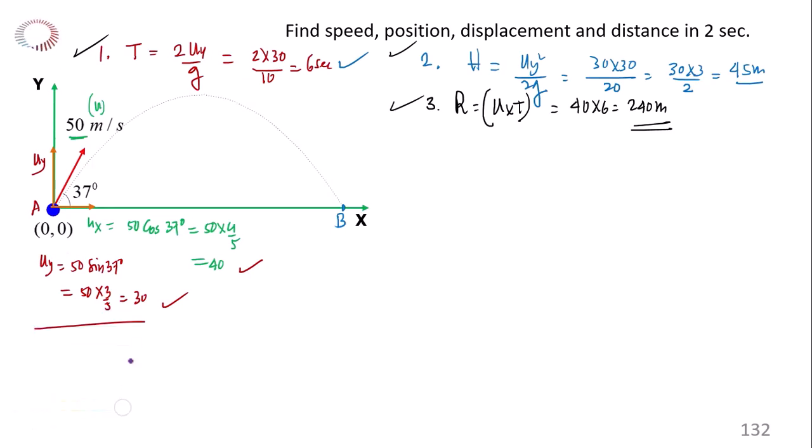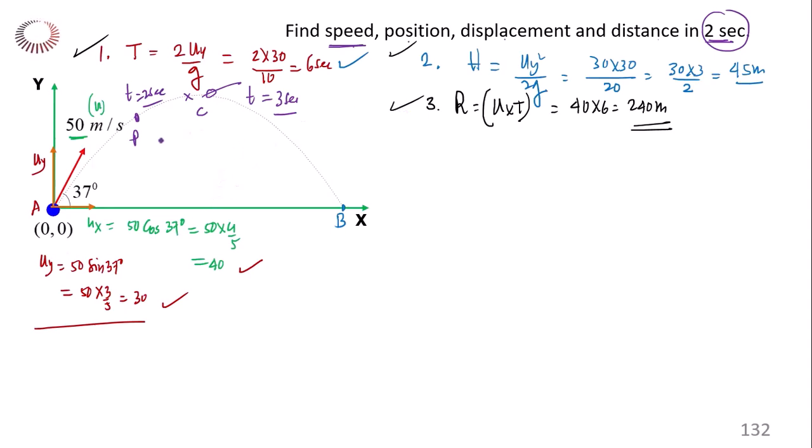But in the question, you are asked to calculate the speed, position, displacement, and distance in 2 seconds. Since the total time of flight is 6 seconds, at the midpoint, let us say this is point C, the time should be exactly half of that, that is 3 seconds. That means the particle will be somewhere over here at point P when the time is 2 seconds. So I found that the particle is between A and C. C is the topmost position and A is the point from where the particle is projected.